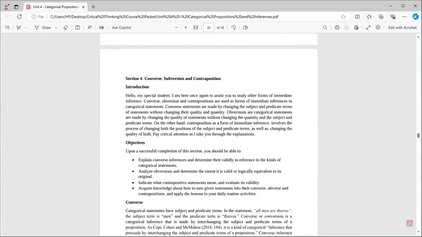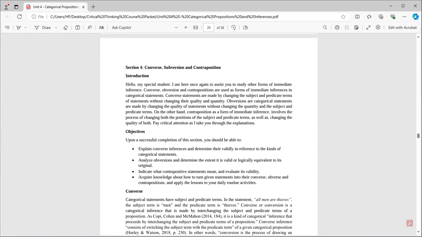I have some few questions here: converse, subversion, and contraposition. For converse, remember we said that every categorical proposition has two classes, the subject class and the predicate class. For converse, we are swapping their positions to determine whether, when we swap their positions and get a new statement, the new statement and the old statement are the same.